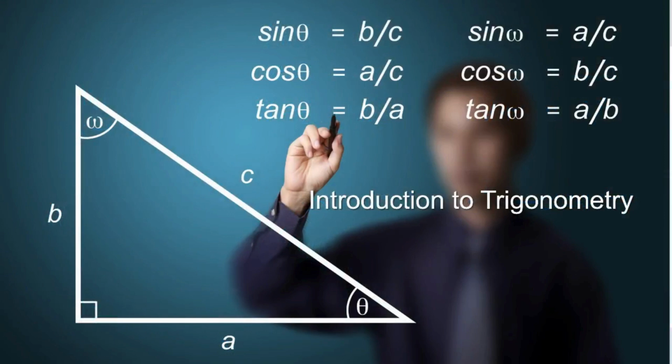Trigonometry is a branch of mathematics that studies relationships involving lengths and angles of triangles. The name trigonometry is taken from Greek trigonon, or triangle, plus metron, or measure. So we can see trigonometry literally means the measure of triangles.